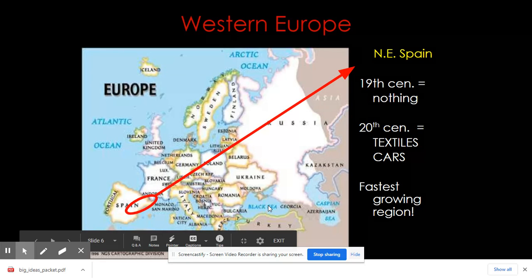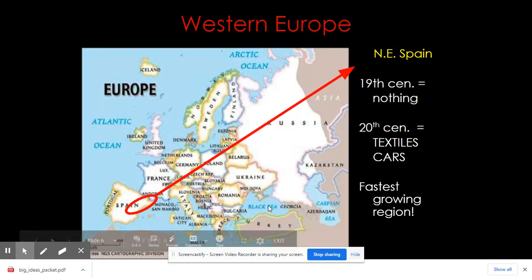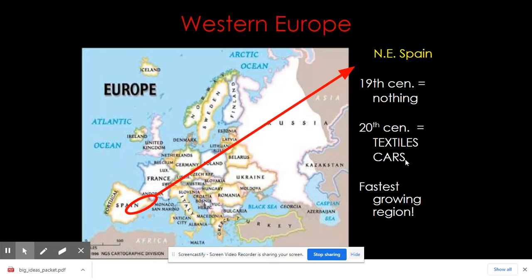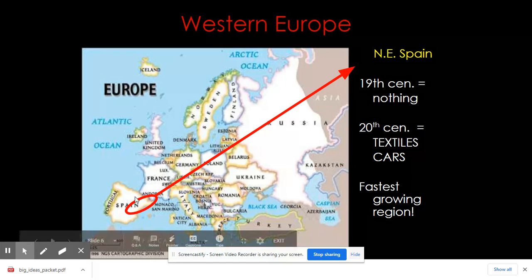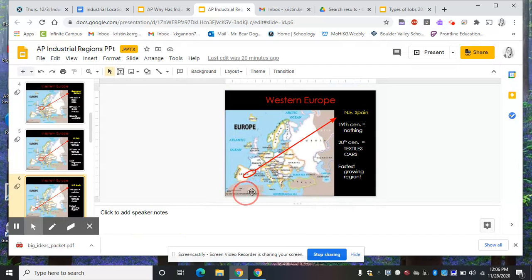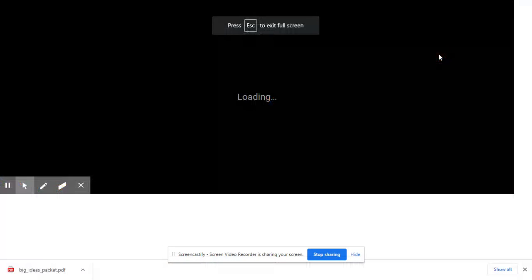And Spain, Northeast Spain, you would write down that in the 1800s, they actually were not known for really anything. And then there was this boom in the 20th century where they started to produce textiles and cars. And the book would have you know that Spain is one of the fastest growing regions. And when you look at where it's located, it's so close to the African continent that this is where a lot of immigration is happening into those jobs available in Spain.